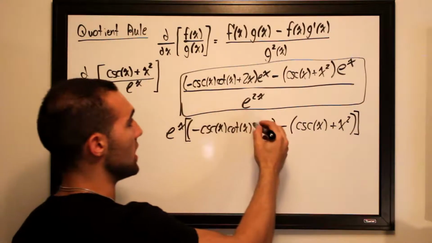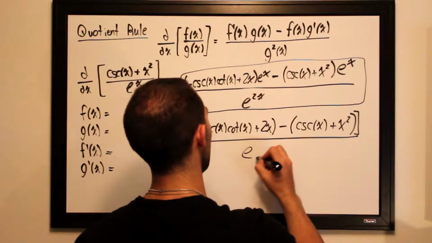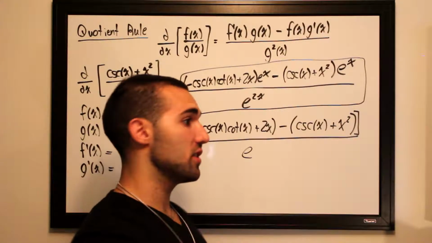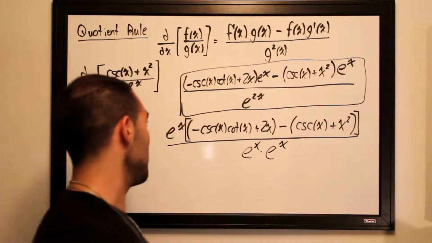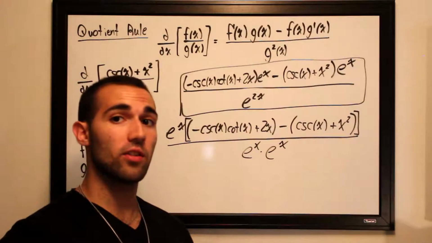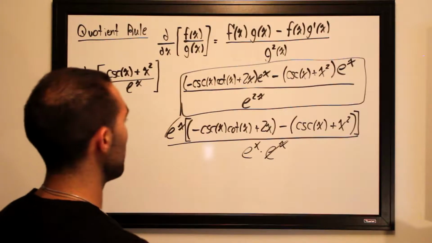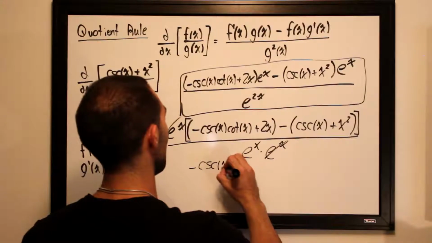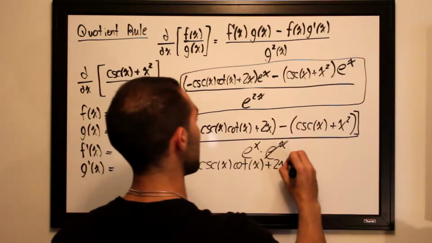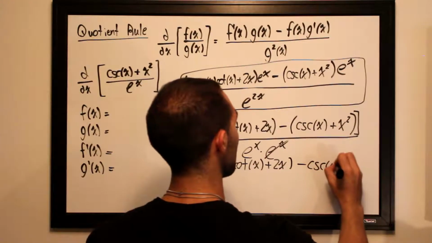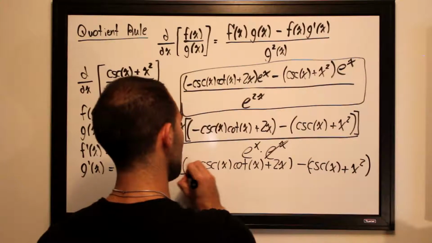This e to the x will be distributed to each of these, just as we've got up here. And then we will divide this entire thing by e to the 2x, which can otherwise be rewritten as e to the x but squared. So e to the x times e to the x. Now we've got an e to the x in the numerator and an e to the x in the denominator that can be cancelled out with each other. So we can cancel these, and all we will be left with is negative cosecant of x cotangent of x plus 2x, all this in brackets, minus cosecant of x plus x squared, once again in brackets, all over e to the x.